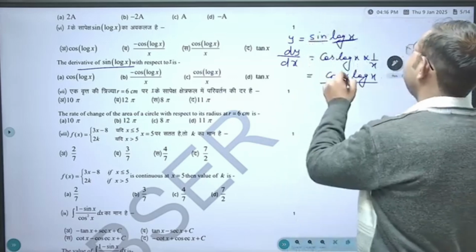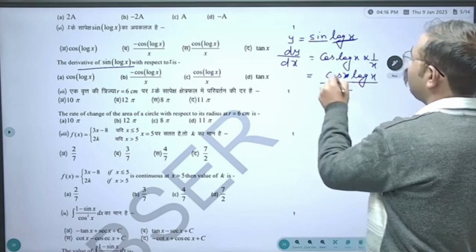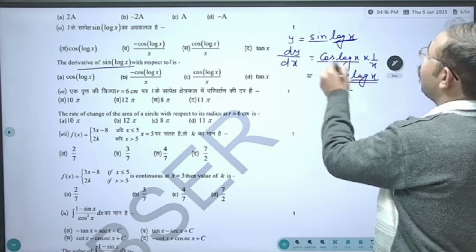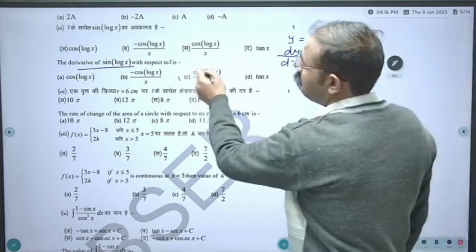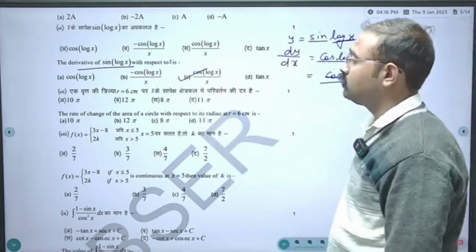Not x, cos log x upon x. C is the correct option.